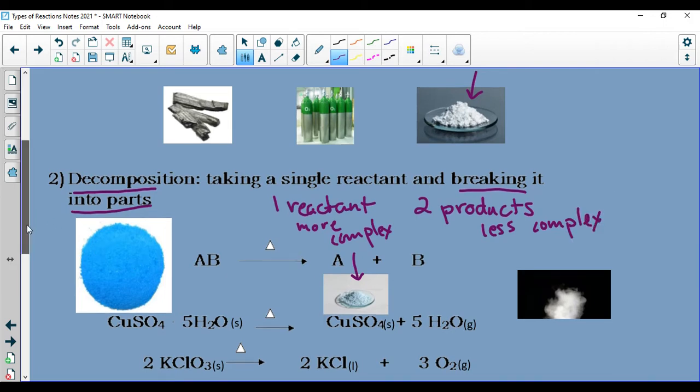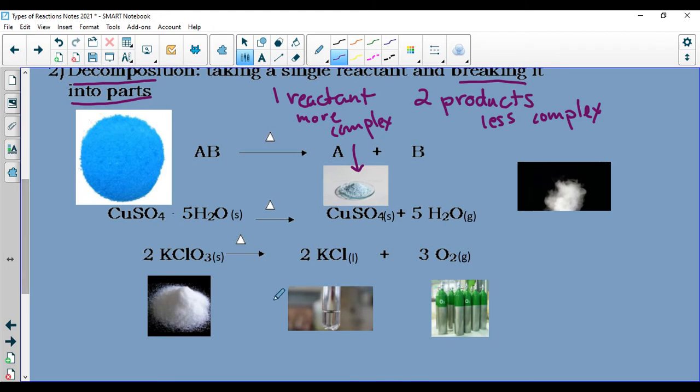In another example that we have here, I have a compound called potassium chlorate. When we heat it up, we kind of liquefy the substance and we are left behind with liquid potassium chloride, and oxygen gas is driven off as a part of that decomposition. So we started with one reactant that was pretty complex. It had three elements within it. And we finished with two products, a compound with only two elements and then a single element separate.